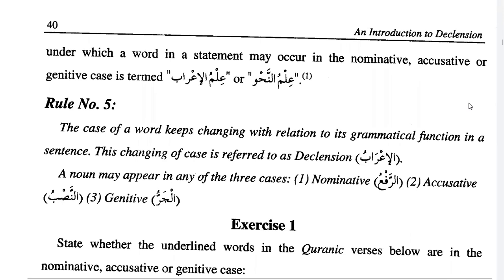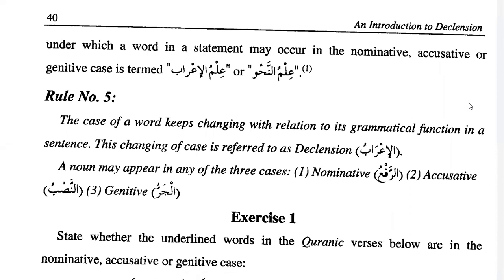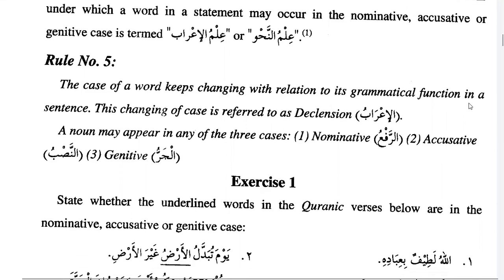So read this. We learn that the last letter can change. First, read from this. Now, read this. The case of a word keeps changing in relation to its grammatical function in a sentence. This changing of case is referred to as declension. In Arabic, a noun may appear in any of the three cases. One, nominative, rafu. Two, accusative, an-nasbu. Three, genitive, al-jarru. Okay. Now, if anyone has any questions, they can ask me.